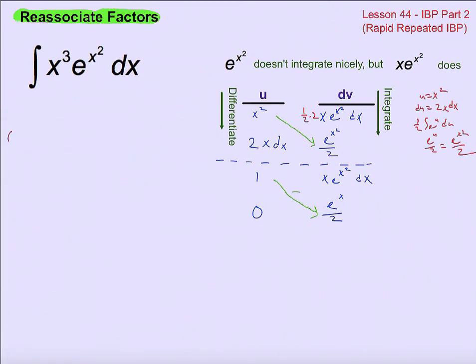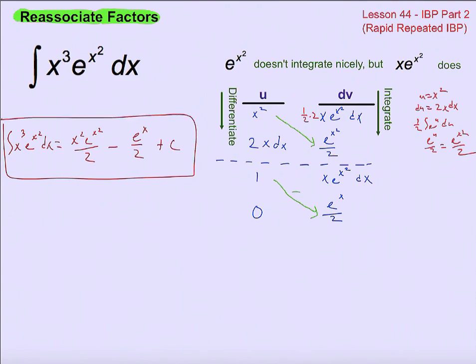So then my final answer here, the antiderivative of x cubed e to the x squared with respect to x, is my first diagonal, x squared e to the x squared over 2, minus my second diagonal, e to the x squared over 2. And then the last step, I'm not going to write this out the long way, would be minus the integral of 0. Well, the integral of 0 is just some constant. So that's where my plus c comes in. And that's the process that we call reassociating.